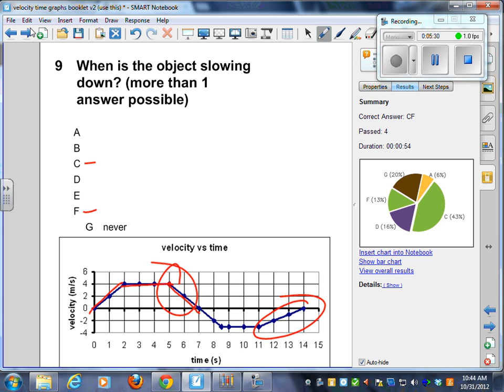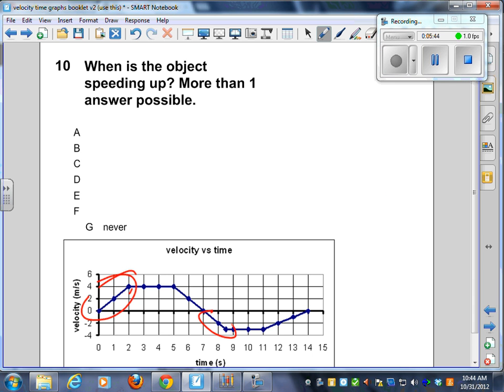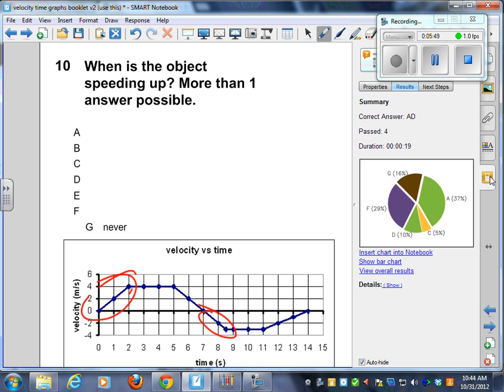Now, when is it speeding up? Speeding up occurs when your velocity moves away from 0, right? So there and there. A and D. Moving away from 0. Interestingly enough, in this interval here, C, it's slowing down. This interval here, it's speeding up. But what happens to the slope? No change. The slope does not change. Here it's slowing down, here it's speeding up. It's the value of the velocity that matters.